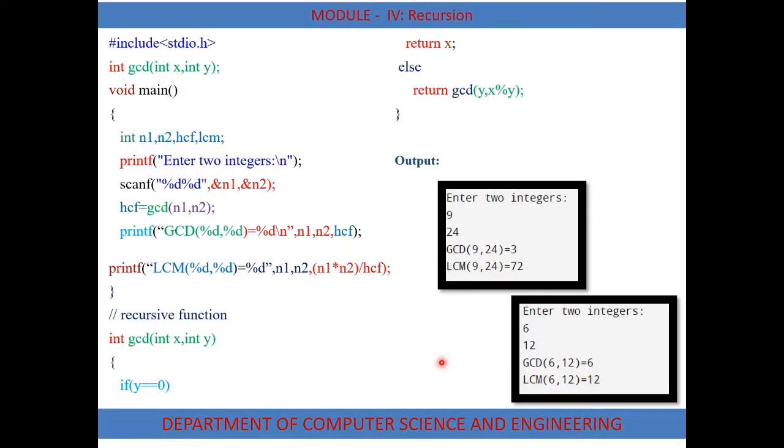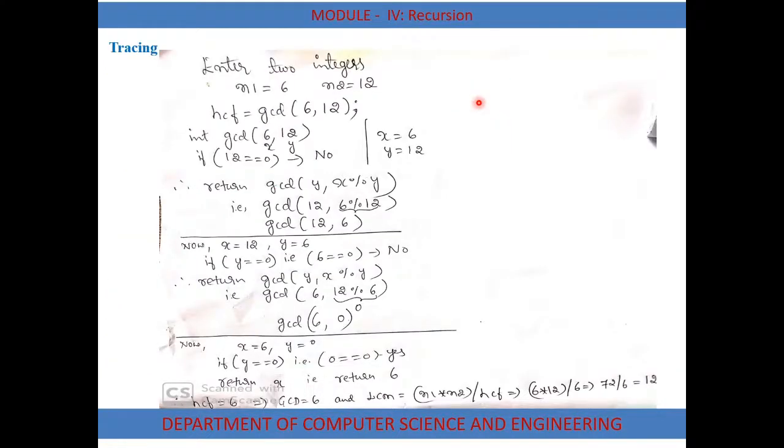So this is the concept of GCD and LCM using a recursive function. Within this function, here, we are calling the same function again and again. This is the recursive concept. So just go through the tracing.